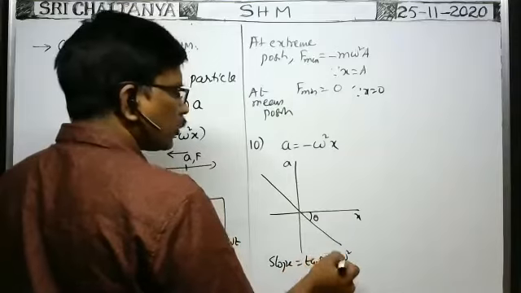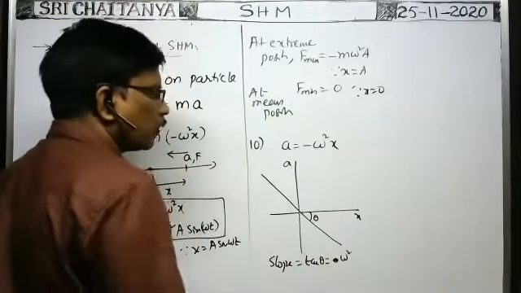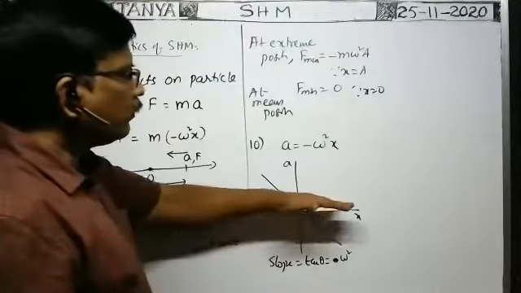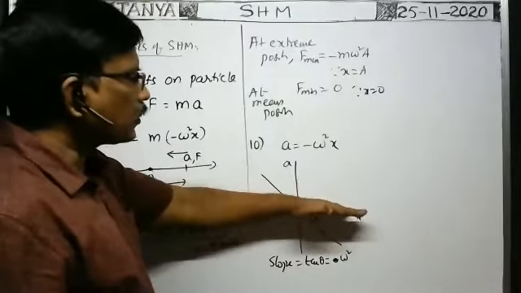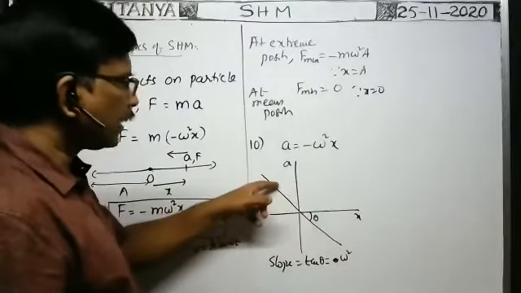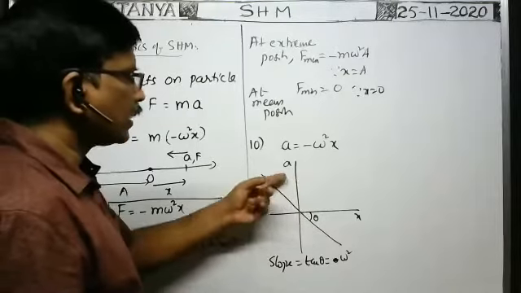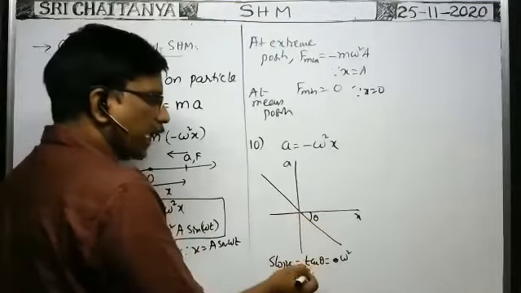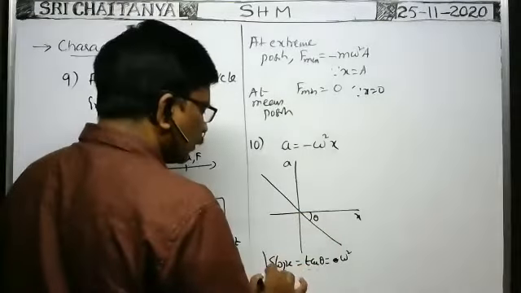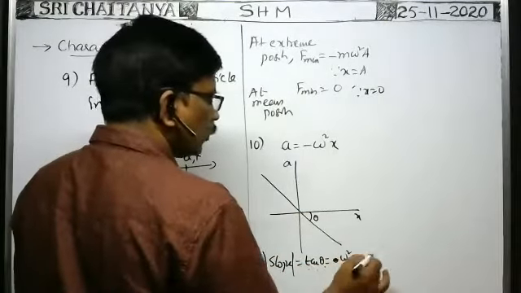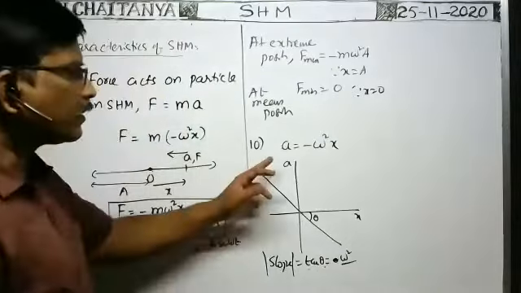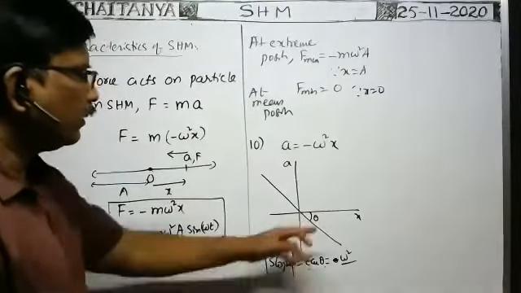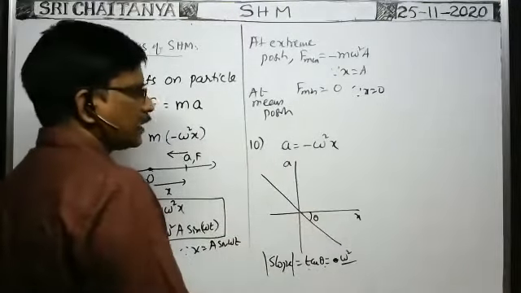That's why tan theta is equal to omega square only, but the slope is negative, no doubt, because the angle made by the straight line with the positive x-axis in the anti-clockwise direction is this one, that is greater than 90. That's why you will get a negative tangent value. Suppose if you take this value, then you will get the magnitude only. So slope magnitude is equal to tan theta, which is equal to omega square. It is the acceleration versus displacement graph of the particle in SHM.